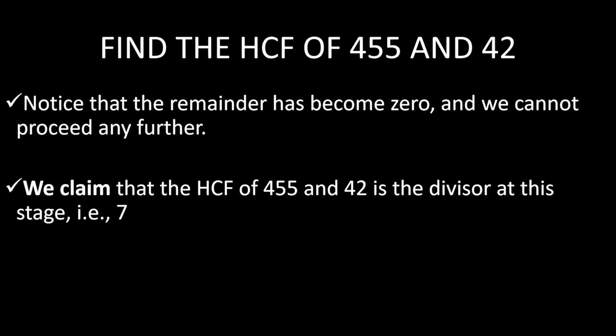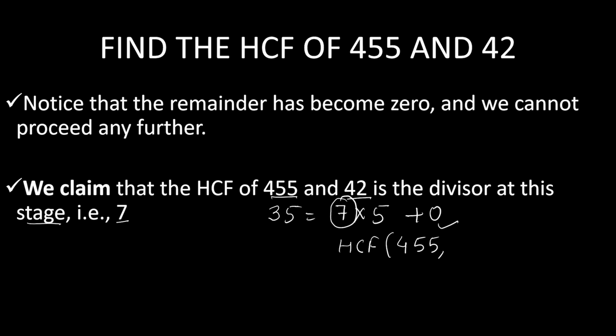We will claim that the HCF of 455 and 42 is the divisor at the last stage when we got the remainder as 0, that is 7. So, what was the last step? We got 35 is equal to 7 into 5 plus 0. At this stage, we got the remainder as 0, right? So, at this stage, the divisor is 7. That is the reason we are taking HCF as 7. So, HCF of 455 and 42 is equal to 7.